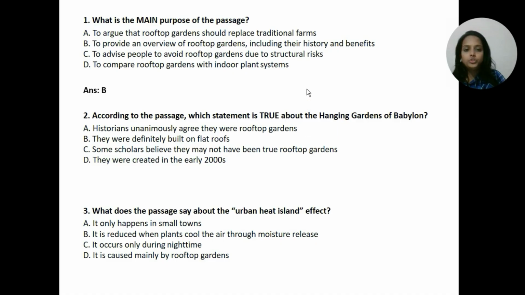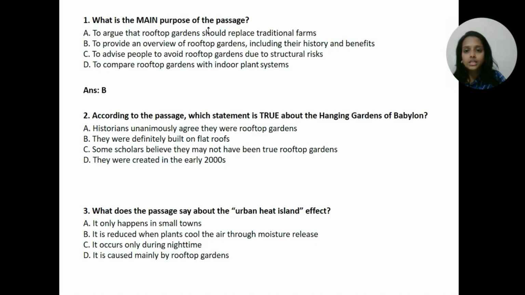It is option B, to provide an overview of rooftop gardens. Okay, I'll tell you why. Because the passage talks about the history, the benefits, the problems, and the future of rooftop gardens. So that's a full overview. Okay, that's why answer B is correct.